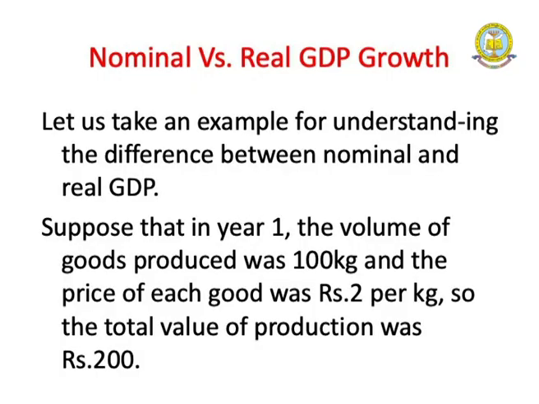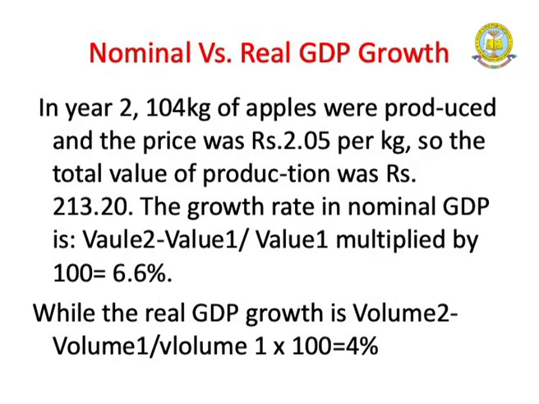Let us take an example to understand the difference between nominal and real GDP. Suppose in a year the volume of goods produced was 100 kilograms and the price of each good was 2 rupees per kilogram. That means the total value of production of goods was 200 rupees. So, in year 2, 104 kilograms of goods were produced and the price was 2 rupees 5 paise per kilogram. So, the value of production was 213 rupees 20 paise.